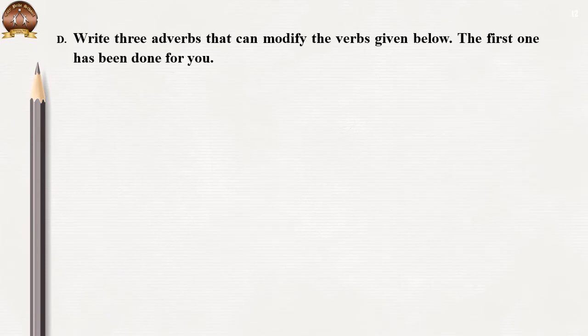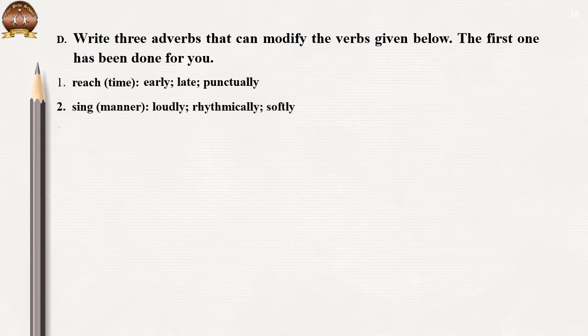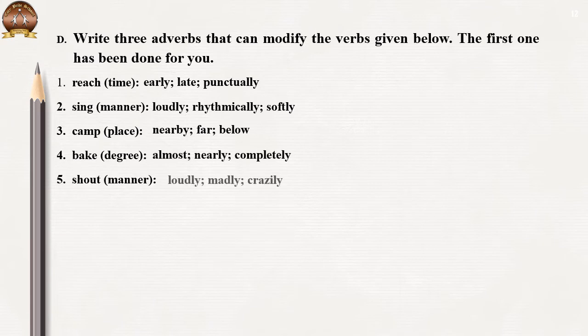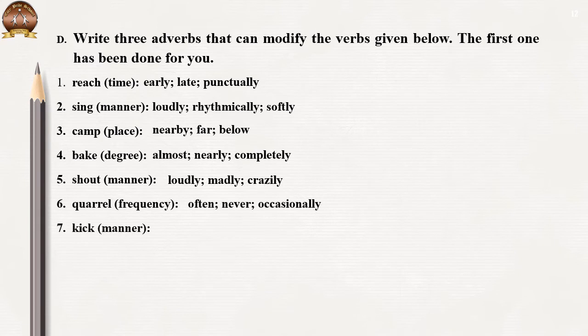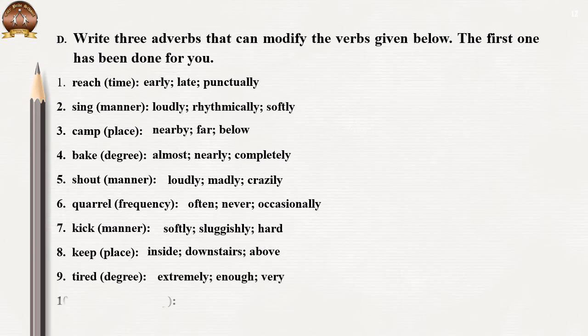Then again, three adverbs. In this exercise, there are verbs given and we have to write three adverbs to modify them. For example, when we reach, we can be early, we can be late, and we can reach punctually. When we are singing, it can be loudly, rhythmically, and softly. When we are camping and we have to choose an adverb of place, it can be nearby, far and below. When we bake and the degree is almost baked, nearly and completely baked. When we are shouting, the manner will be loudly, madly, and crazily. So for every word, there is an adverb kind written. According to that, we have to describe it.